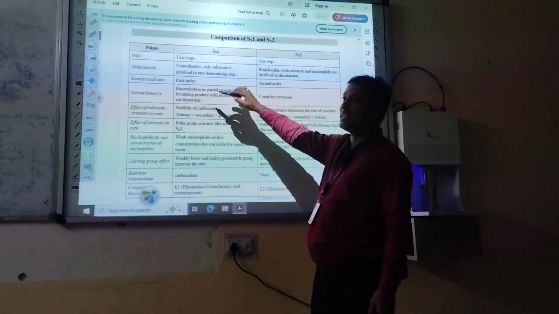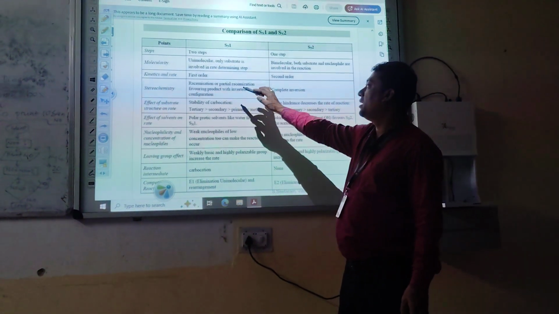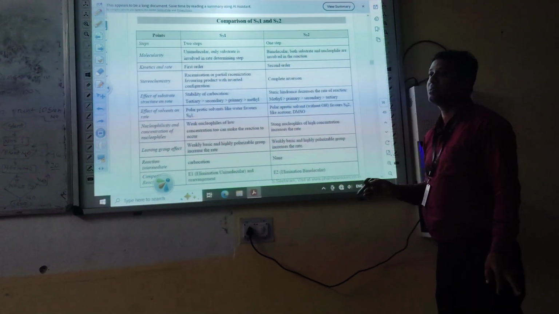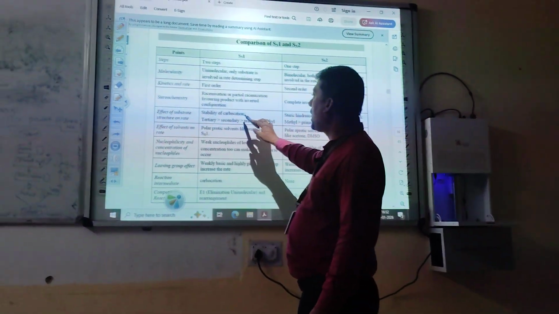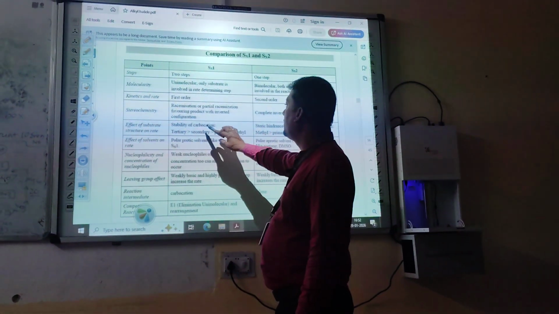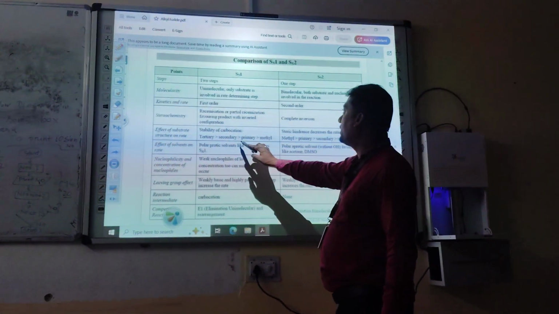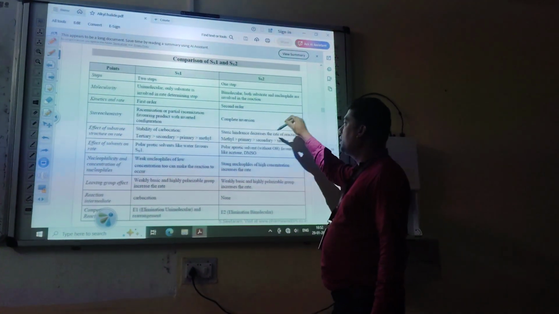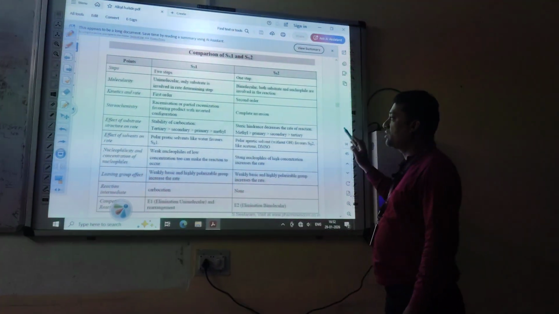Racemization means the product is formed in a ratio like 30-70 or 70-30, a racemic mixture, but in SN2 complete inversion occurs. Then the stability of carbocation, the effect of substrate structure on the rate. In SN1 the order is tertiary greater than secondary, then primary, then methyl. But in SN2 it is just opposite: methyl greater than primary, then secondary, then tertiary.